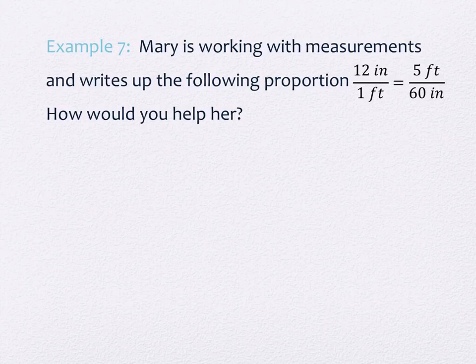But of course, they're upside down from each other, right? So one of them needs to be flipped upside down, not both, but one of them needs to be flipped so that the conversion will be correct, so that the ratios will actually form a proportion. So if I flipped my 60 over 5 upside down, then 12 over 1 would in fact equal 60 over 5, and it would work.